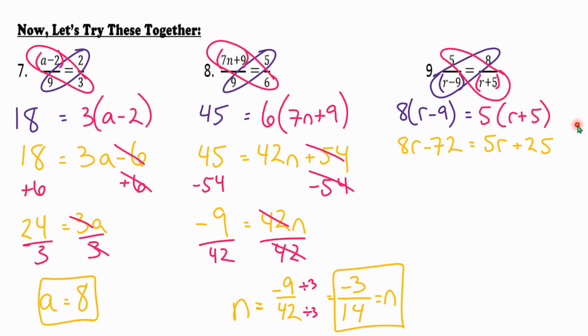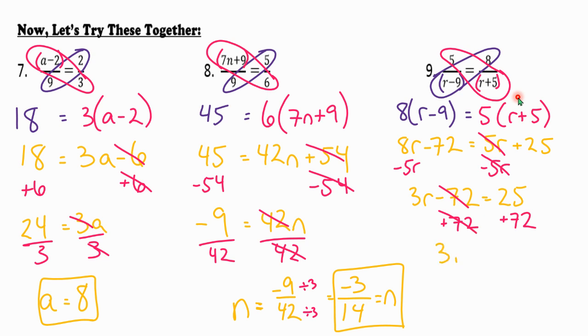We do have a few more steps. So there are no like terms on either side, but there are variables on both sides. So we want to get those variable terms. Again, I'm going to still move them to the left. So I'm going to subtract 5r from both sides. And that means then I'm going to need to add the 72 to the other side. And finally, 3r equals 97. Divide by 3, I get r equals 97 over 3. Okay, there's nothing to do to reduce that.